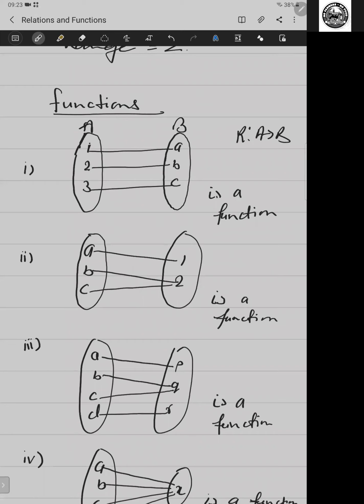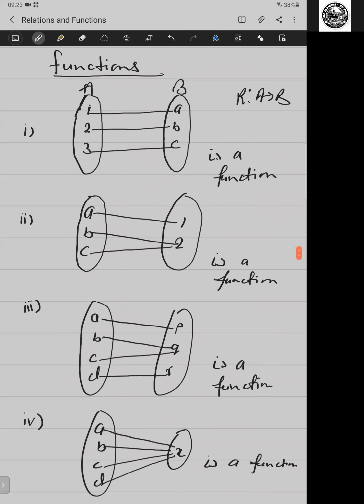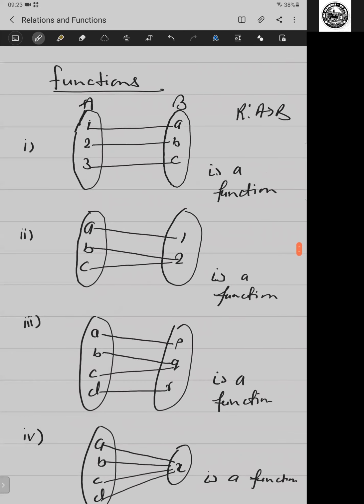So, see the definition: if each pre-image is having only one image, then it is said to be a function. Like 1 is having only one image as A, 2 is having only one image as B, 3 is having only one image as C. So it is having one image, no problem, it is a function. A is having one image, B is having one image, C is having one image. So it is a function.